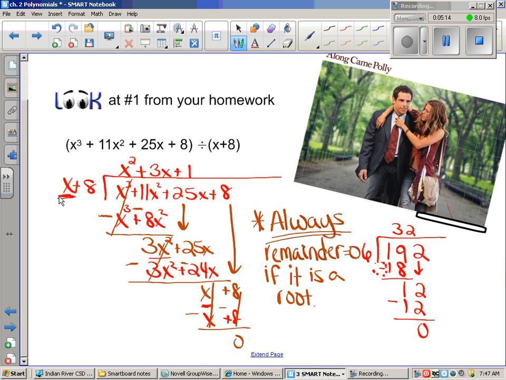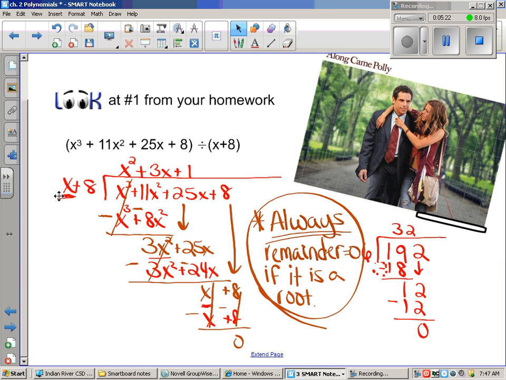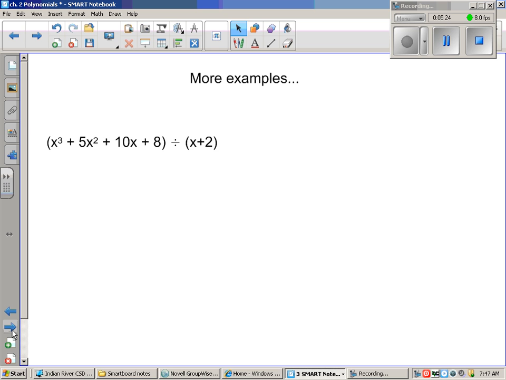So if x plus 8 is not a root, this would have had a remainder. I'm going to tell you, you should never get a remainder. Ever. Ever, ever, ever. Okay, let's see if we can do another one. Let's try this one. X plus 2 divided into x cubed plus 5x squared plus 10x plus 8.